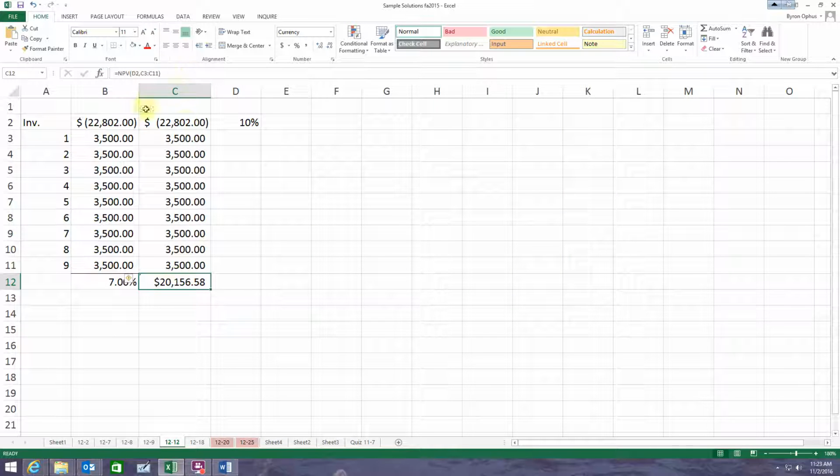So it's 20,000. My investment would be almost 23,000, and I'm only going to get back 20,000 based on this cost of capital. So it just confirms my IRR calculation that 7% is less than 10%, so that's a no-go. 20,000 is less than 23,000, so that's a no-go.